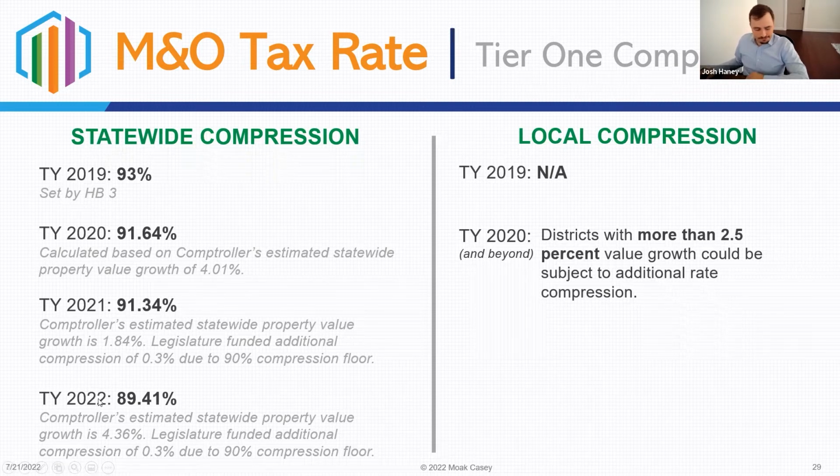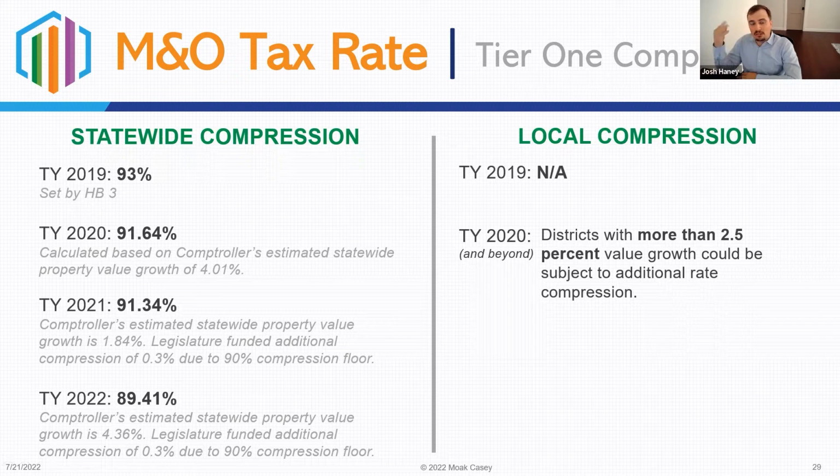For tax year 22, you can see the controller's estimate is 4.36, so that's again higher than 2.5%. We're going to have compression just from the statutory formula. That brought it down to 89.71. But again, the legislature had to pay the 0.3% extra for all those districts down at the floor back in 20, and so that brought it down to 89.41. So that's the story on how we landed on that number. Again, the purpose these serve is this is the cap to your tier 1 rate.